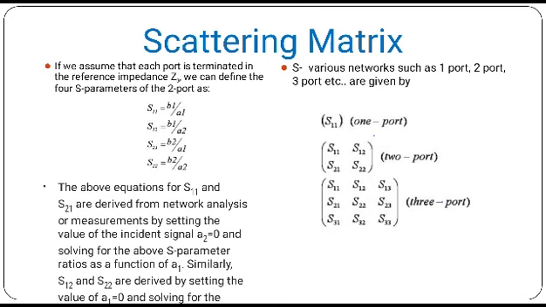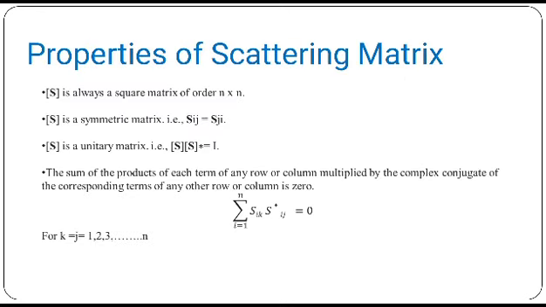S11 equals B1 by A1, S12 equals B1 by A2, S21 equals B2 by A1, S22 equals B2 by A2. The above S11 and S21 can be derived from network analysis or measured by setting the incident signal A2 equal to 0 and solving for the S parameter. S11 to S22 are derived by setting the values and solving the equations. So the matrix for a single port is S11, for two port S11, S12, S21, S22. For three port S11, S12, S13, S21, S22, S23, S31, S32, S33.